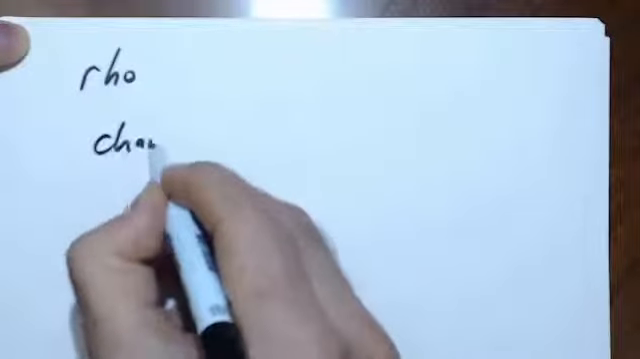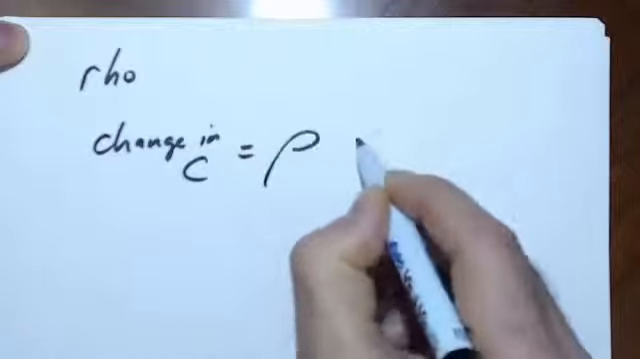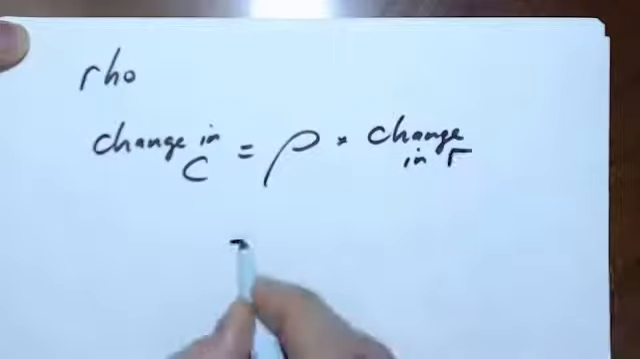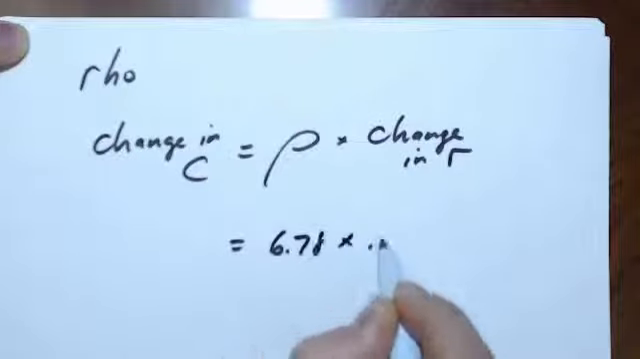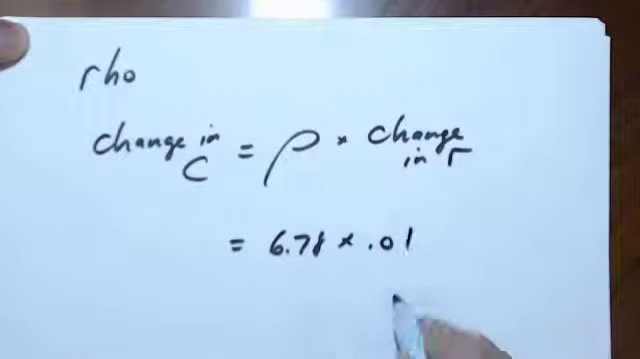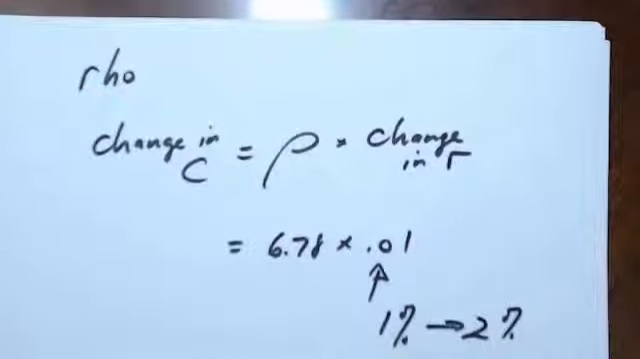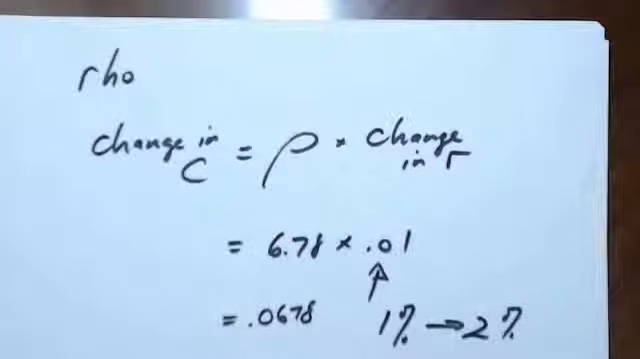Now, let's look at the last one, and that's Rho. So we're looking at the change in call again, equals Rho times the change in R. And Rho, according to our table, is 0.76. Change in R is going to be 0.01, so I'm going from the 1% to 2% that I used to compute this Rho. And what will happen is we'll get about 0.0678, or about a 7-cent increase if interest rates go up. So if interest rates double from 1 to 2%, we'll get about a 7-cent increase in the option value.